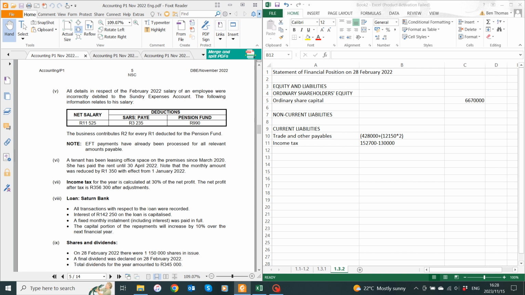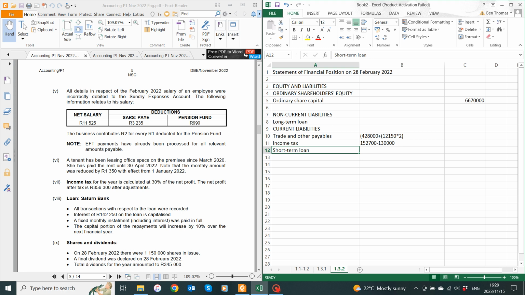Now we'll get to the loan. Now remember guys, automatically if you see loan, you'll know that a part of it will be a non-current liability and a part of it will be a current liability. So we can say here long-term loan, and over here short-term loan. Now guys, remember the long-term loan is the portion of the loan that's due past 1 year. The short-term loan is the amount that you're going to pay back within 12 months of today, which is the 28th of February 2022.